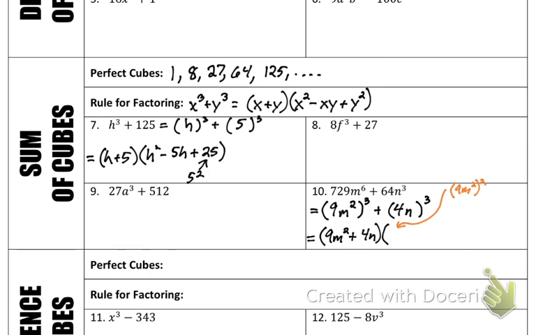So we're going to have 9 squared, which is 81. So we have to square both things. If I look at 9m squared, I have to square both things. Okay, 9 squared is 81. M squared squared is 2 times 2, which would be m to the 4th.